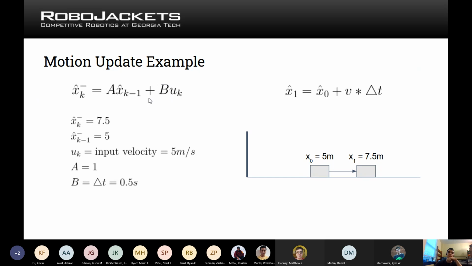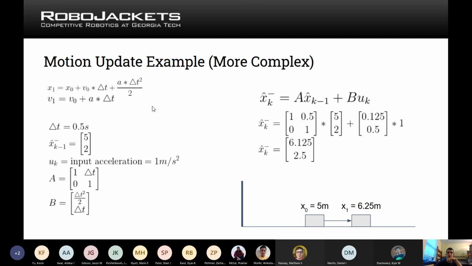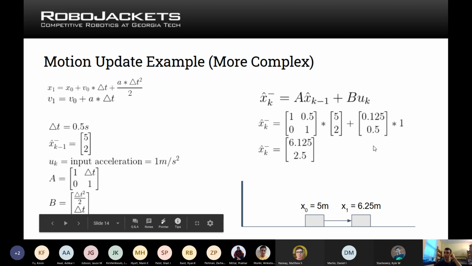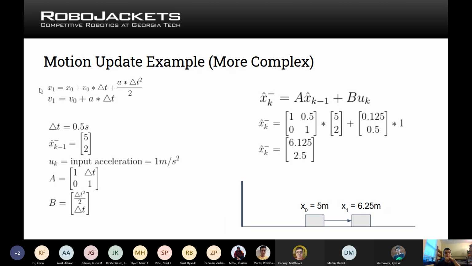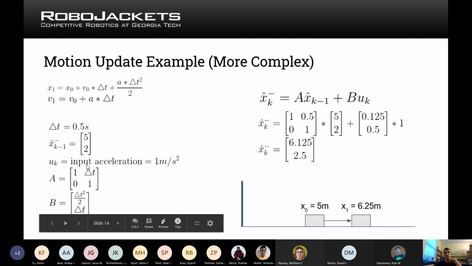It's just that we express it in this form because when we go into more complex examples, such as when your state has 2 values, it's much easier to express it in matrix form. Here the new position is going to be equal to the position plus velocity times time plus acceleration times the step in time squared over 2. And then the velocity is going to be the velocity plus the acceleration times the time step. And so now our control input is acceleration.